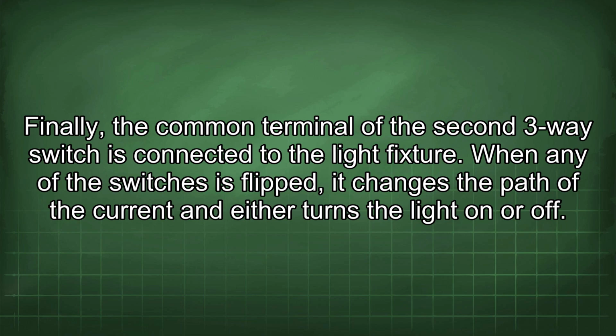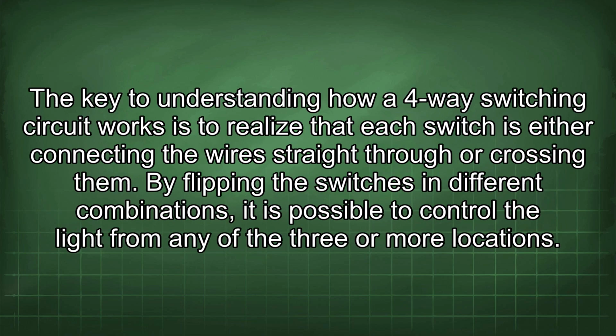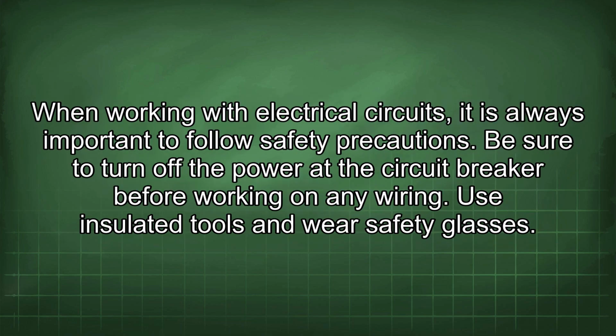When any of the switches is flipped, it changes the path of the current and either turns the light on or off. The key to understanding how a 4-way switching circuit works is to realize that each switch is either connecting the wires straight through or crossing them. By flipping the switches in different combinations, it is possible to control the light from any of the 3 or more locations.